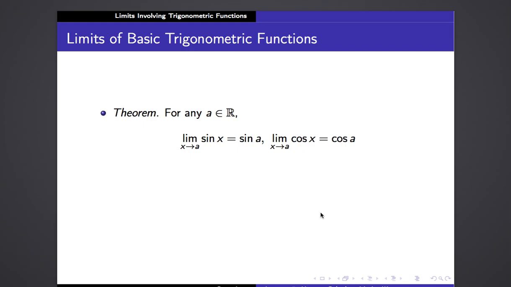For any real number a, the limit of sine of x when x approaches a is the same as sine of a. Likewise, the limit of cosine of x when x approaches a is given by cosine of a. So what does it look like? This must look familiar to you because we have seen a similar property with the polynomials, right?